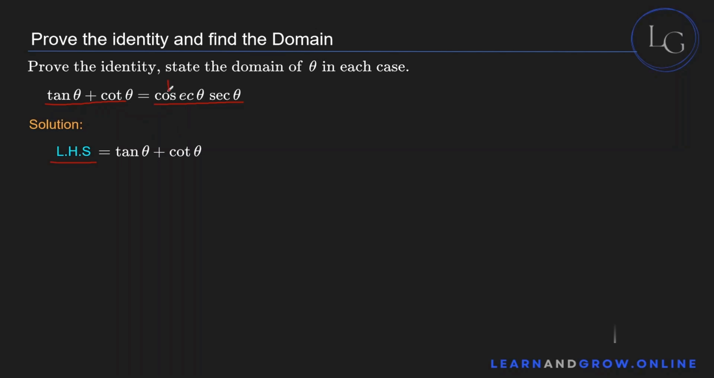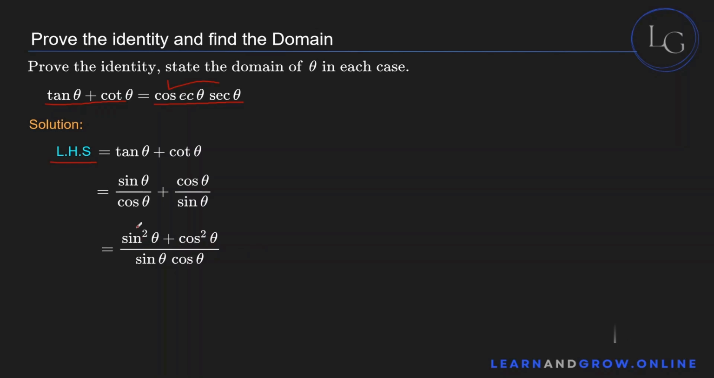into this. So tan theta plus cotangent theta, you convert tan theta and cotangent theta into sine theta over cos theta plus cos theta over sine theta. Now you'll take the LCM. So sine theta will be multiplied with sine theta, cos theta in this numerator will be multiplied with cos theta, and we basically get this.